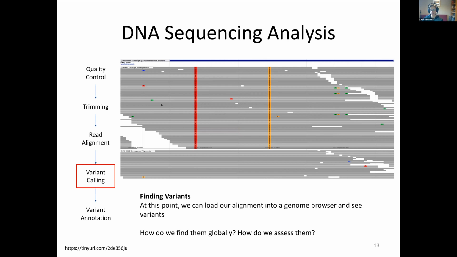And then the last thing to point out here is I've actually got two samples loaded here. So there's one at the top and one at the bottom. And you can see that these two obvious SNPs are occurring in the top sample and not the bottom sample. And so we can use that information to tell us that there's something different about this top sample compared to the bottom sample. But just like yesterday, it's all very well being able to look at these in the genome browser, but how do we find them globally and how do we assess them?